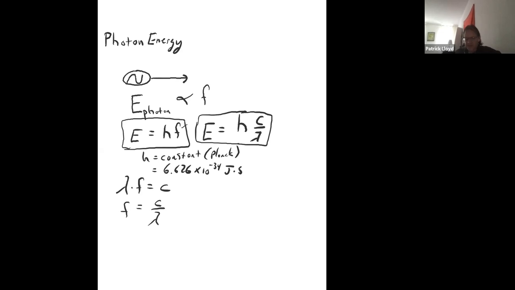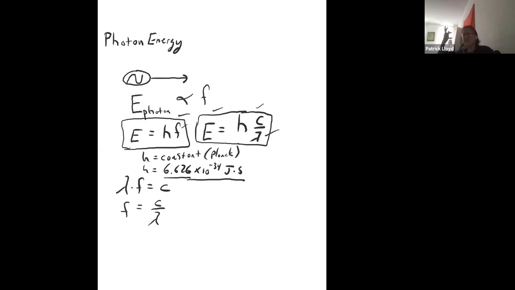So here's the value of h, 6.626 times 10 to the negative 34 joule seconds, with units. And now we have a relationship between the energy of a photon and its frequency, but also its wavelength, right? This equation here on the right is just substituting in c over lambda for f from the equation on the left.